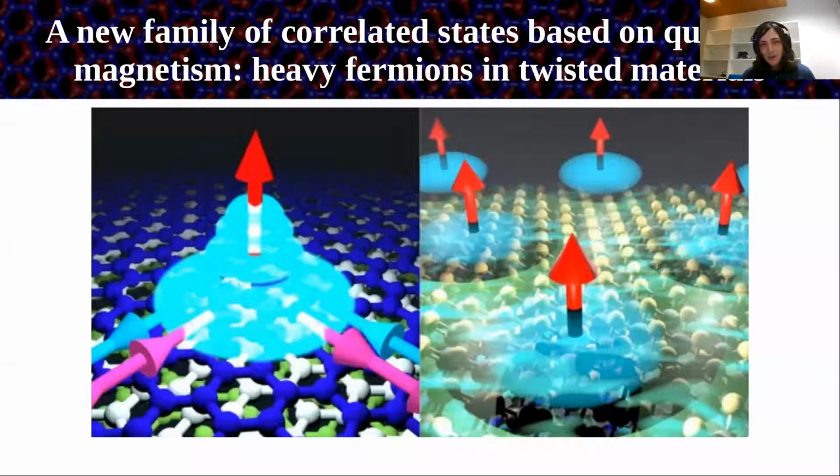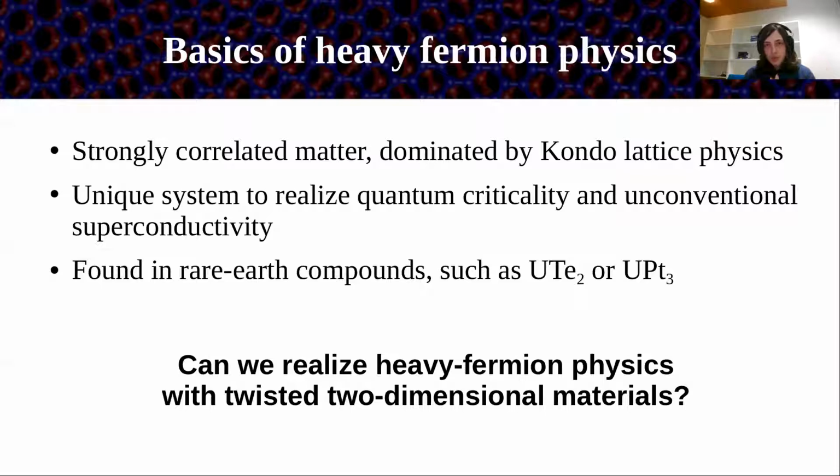And now let me move on to perhaps the most thrilling part of the talk, which is how we can use van der Waals materials showing quantum magnetism to create this new form of quantum matter in the van der Waals world, heavy-fermion physics. And let me just give you a reminder first about what is heavy-fermion physics. So heavy fermions are essentially a form of strongly correlated matter that is essentially dominated by Kondo lattice physics. So in other words, heavy fermions appear when you have a lattice of magnetic impurities coupled to an electron gas.